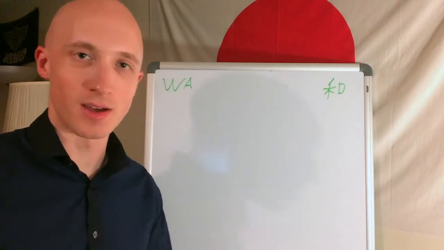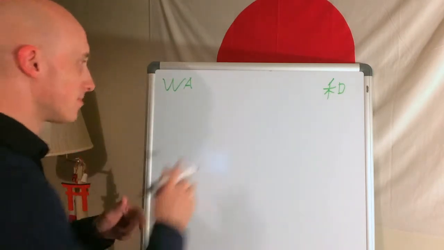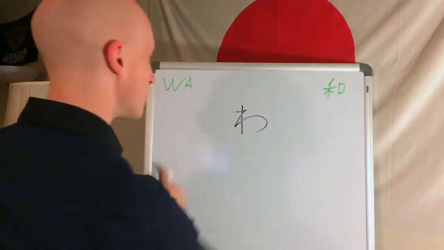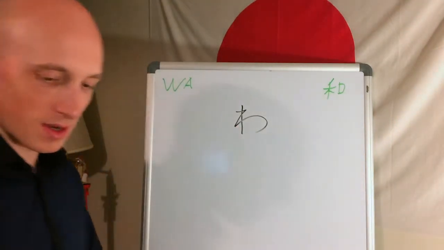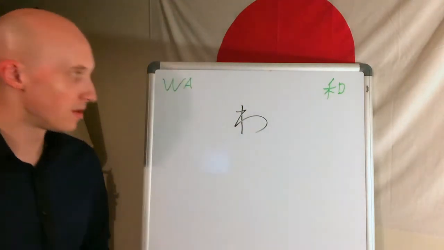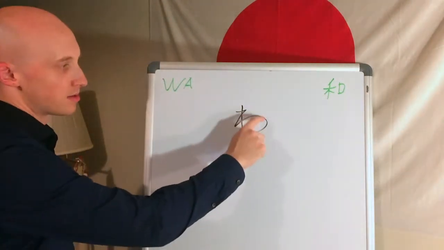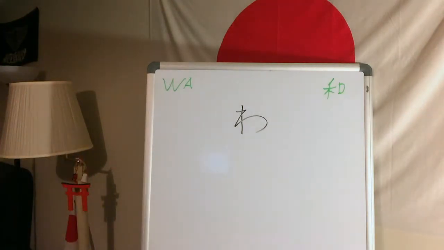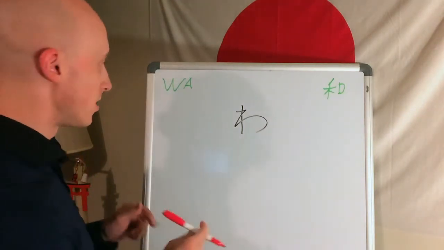Next is hiragana wa. So we have a couple new forms here. The one that we already know is the tsu, right? Which our keyword for that is the number 2. But we have new things.